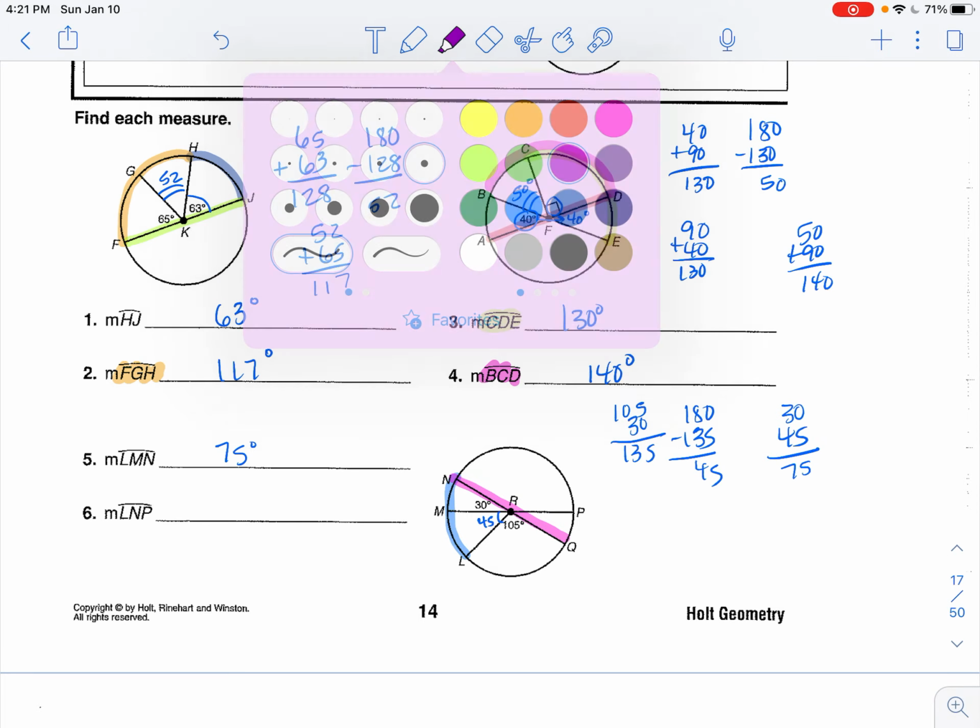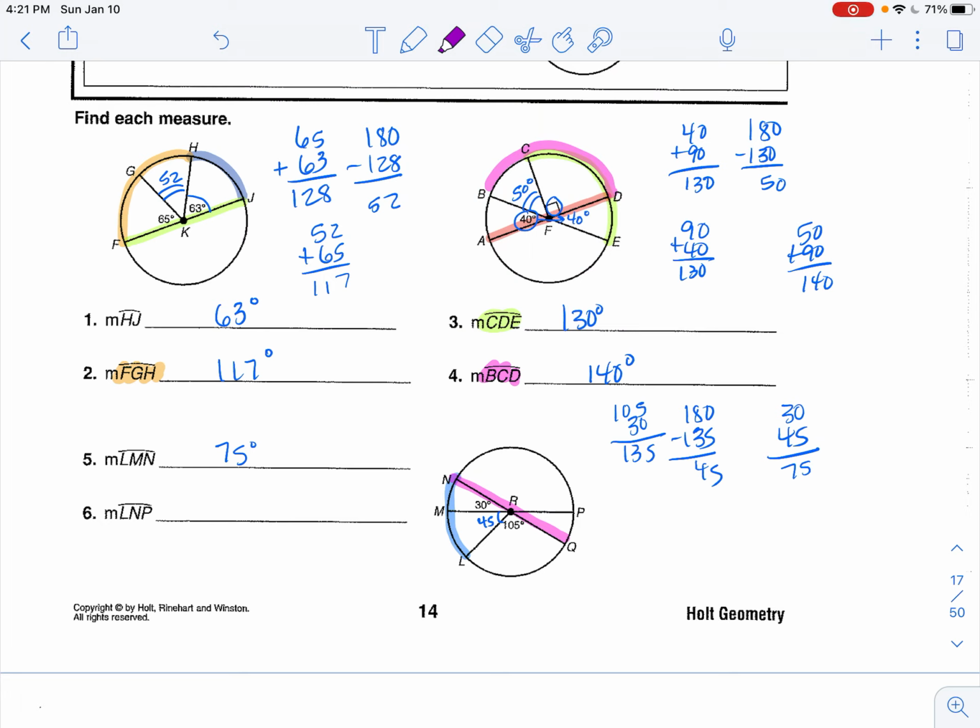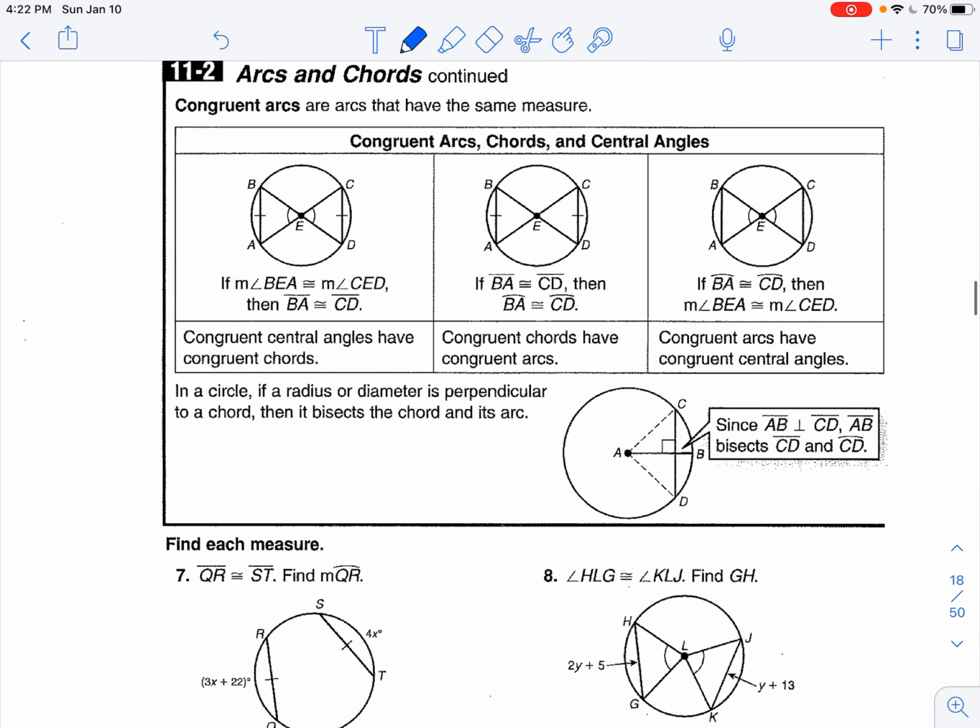Now to find the measure of arc LNP, let's see, L to N to P, that's all of this. Well, let's see. I know that from M to P, this is going to give me 180 if I take this whole semicircle here. And so now I can just add, well, 180 plus 45. And that'll give me 225, which is the measure of arc LNP.